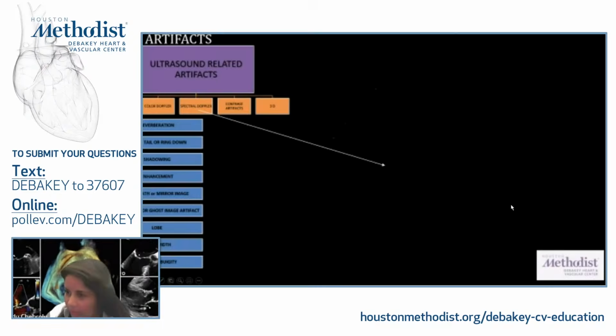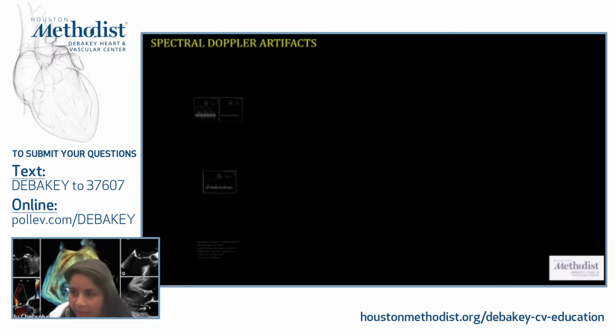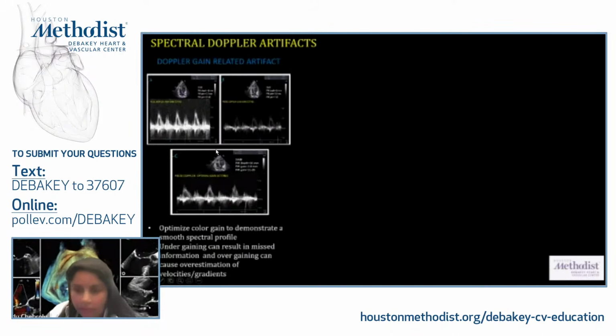Moving on quickly to spectral Doppler artifacts. Again, whatever we see on color Doppler can also happen. We have Doppler gain related problems, beam width artifacts, device related artifacts, aliasing, spectral mirroring, blossoming and blooming, and wall filter saturation related artifacts. So Doppler gain, we don't want to delve into the details, but it's very important because undergaining can result in missing information, and overgaining can cause overestimation of velocities and gradients.